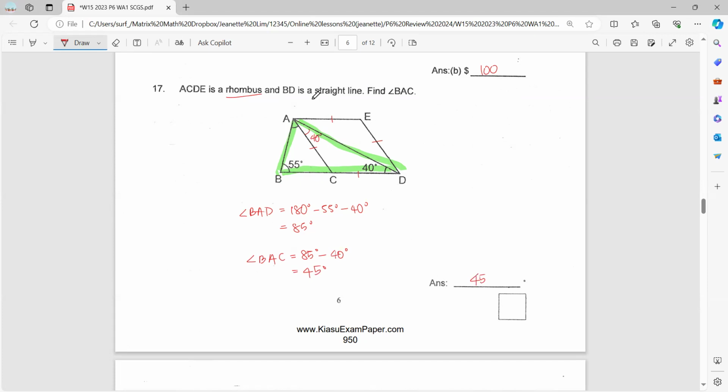So for this question, remember to label the equal sides. Only then you can tell that there's actually an isosceles triangle and you can get this 40 degrees.